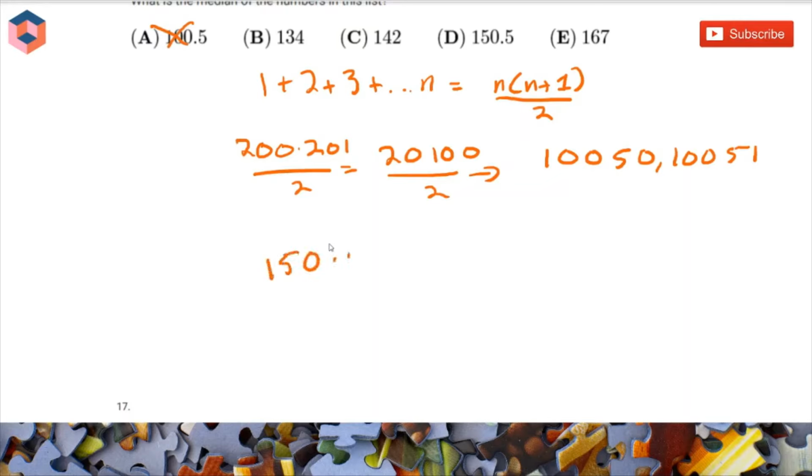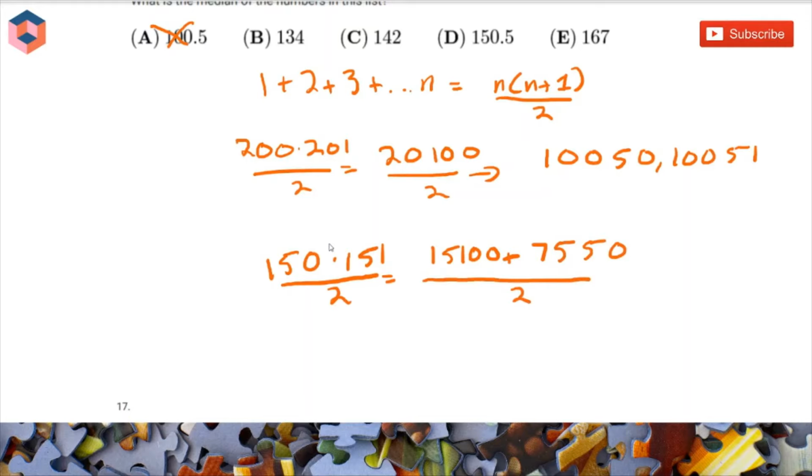150 times 151 divided by 2. So now this would give us 75. Instead of doing 75, we can do 151 times 100 plus this divided by 2, since that's 100 divided by 2 equals 50. Think about why that makes sense. So that would give us 7550. And we divide this by 2. So this is 22,650 divided by 2, or 11325. Now 11325 seems to be more than the numbers that we're looking for. We're looking for these two numbers.